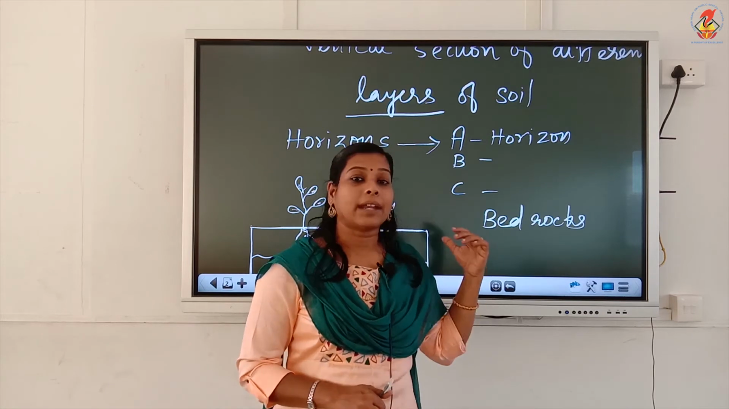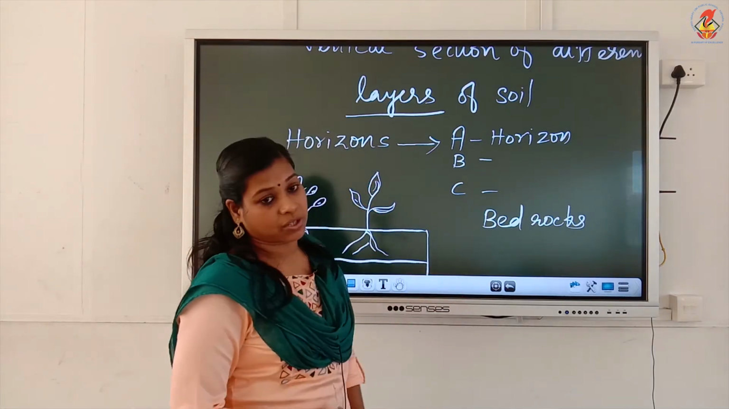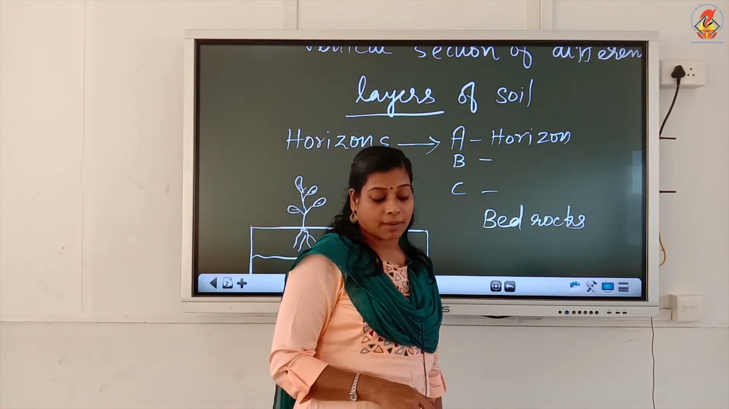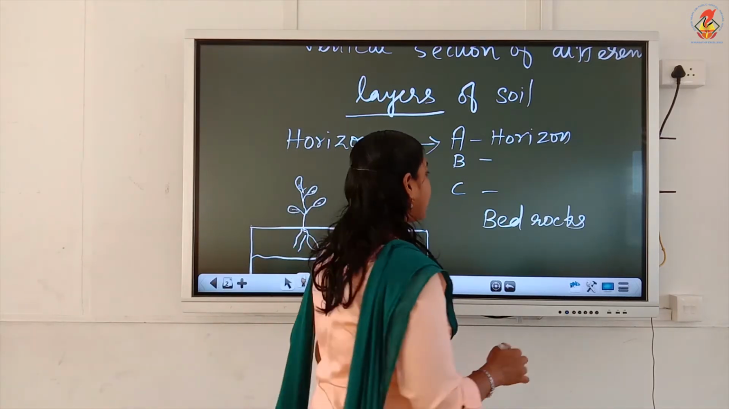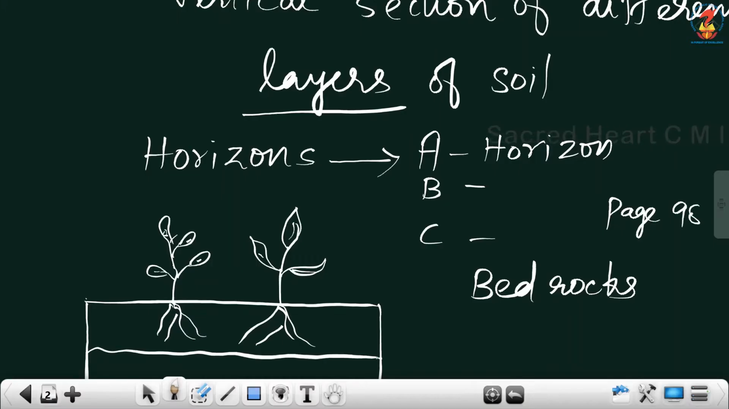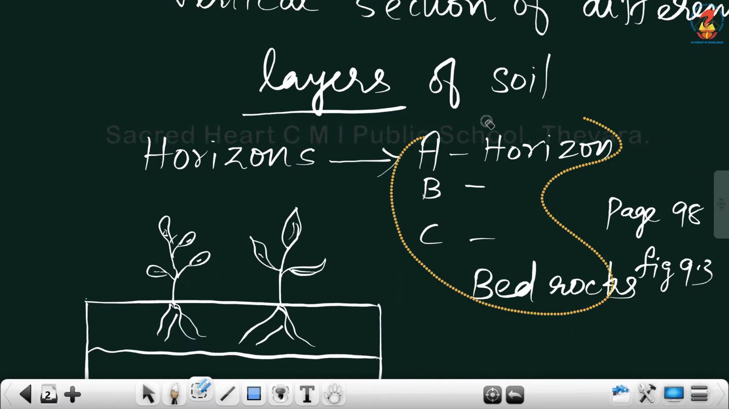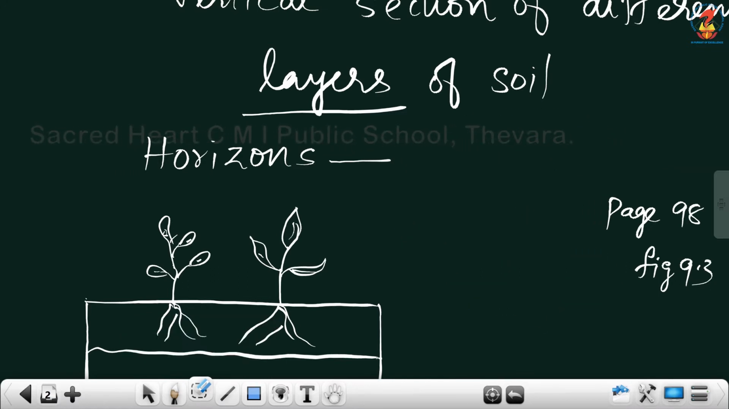We can go through the different layers of the soil by looking at the picture in the textbook, page number 98, figure 9.3. The same figure I have drawn here, and now we can see the different layers of the soil. We can go through that.